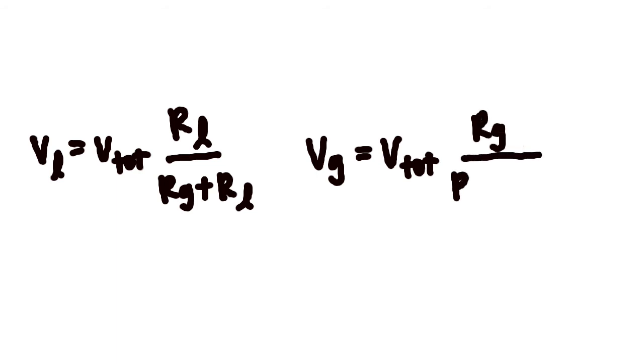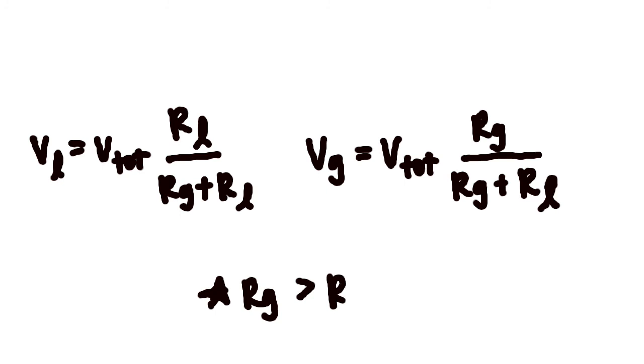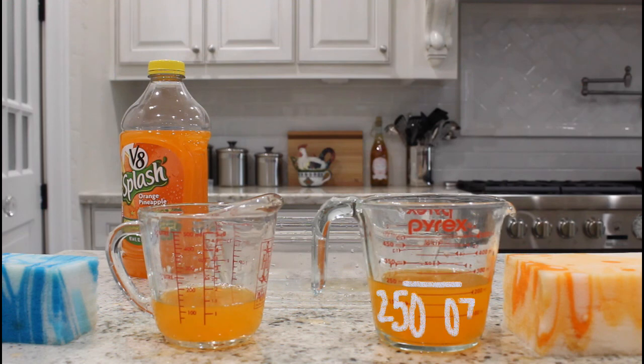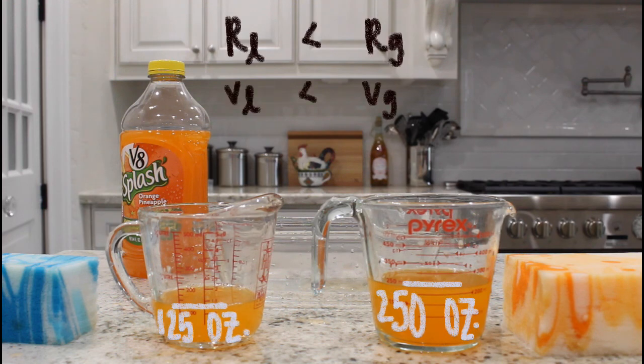And by the same token, the voltage drop across the larger resistor, Vg, is equal to the total voltage multiplied by the fraction of the larger resistor. Therefore, resistors with a larger resistance value have a greater voltage drop, and this is seen with the sponges, which act as resistors. The larger sponge was able to soak up more of the V8, more of the voltage, and therefore there was a greater voltage drop across the larger resistor.